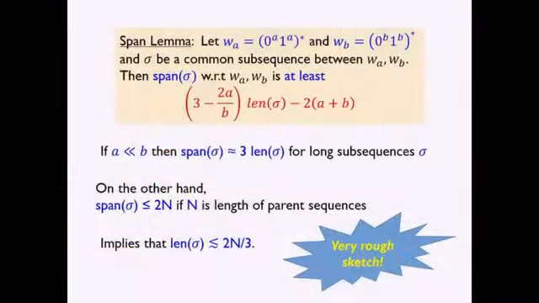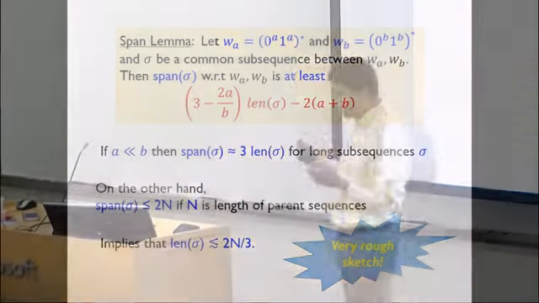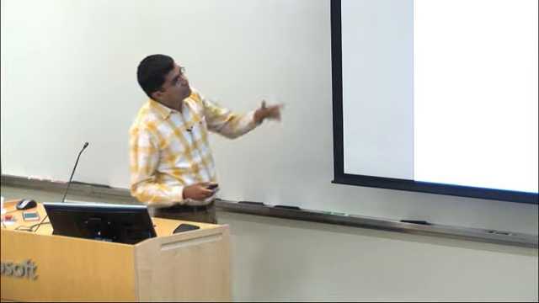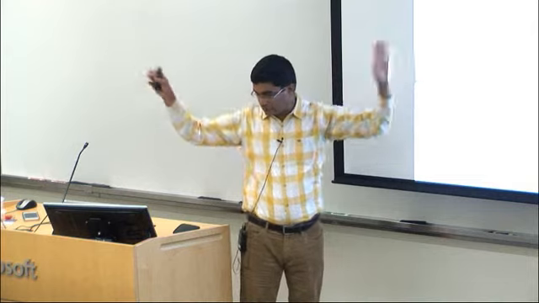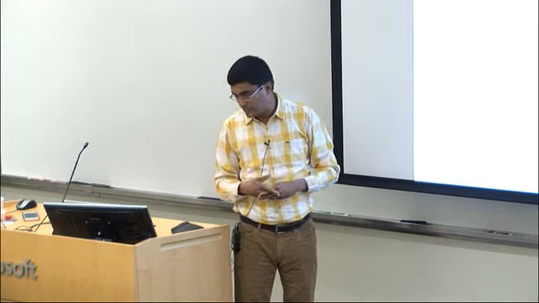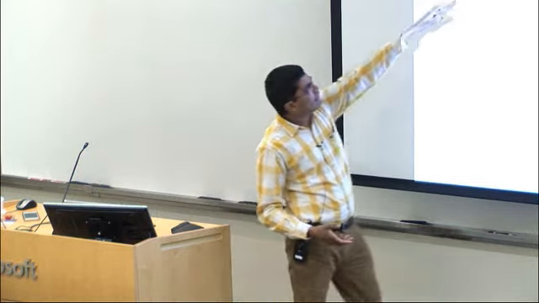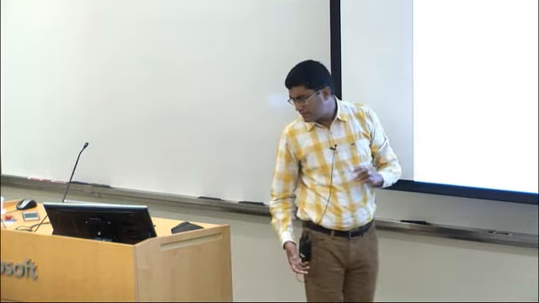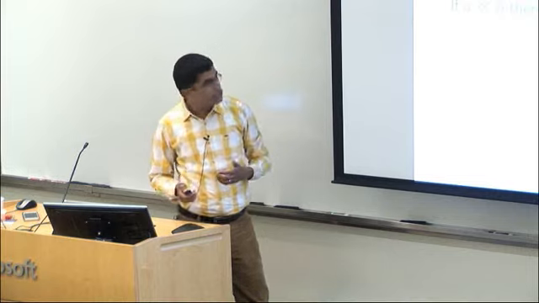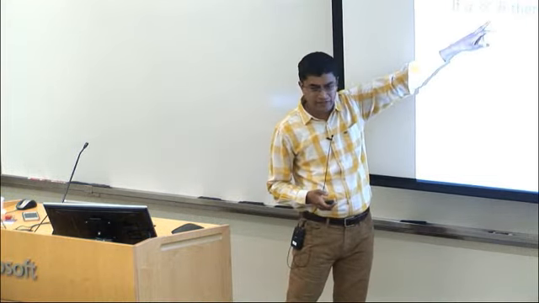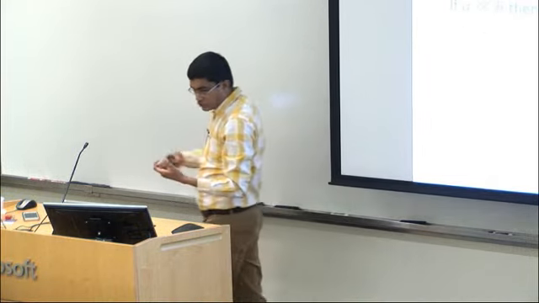The reason for this particular choice of oscillating strings is the following lemma, which is elementary to prove: if you have two infinite sequences which oscillate at different frequencies A and B, and you make a common subsequence, then any long enough sequence has a span which is almost 3 times its length. So basically if the frequencies are very different, then the span of a subsequence is almost 3 times the length. You need to pay 3 times the price rather than twice the price.